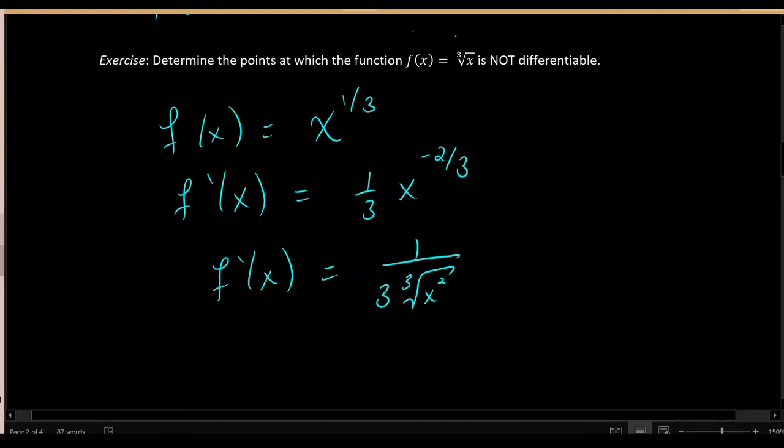The negative pushes the x into the denominator. The numerator of 2 becomes an exponent of 2 on the x, and the denominator of 3 in the exponent becomes the third root.